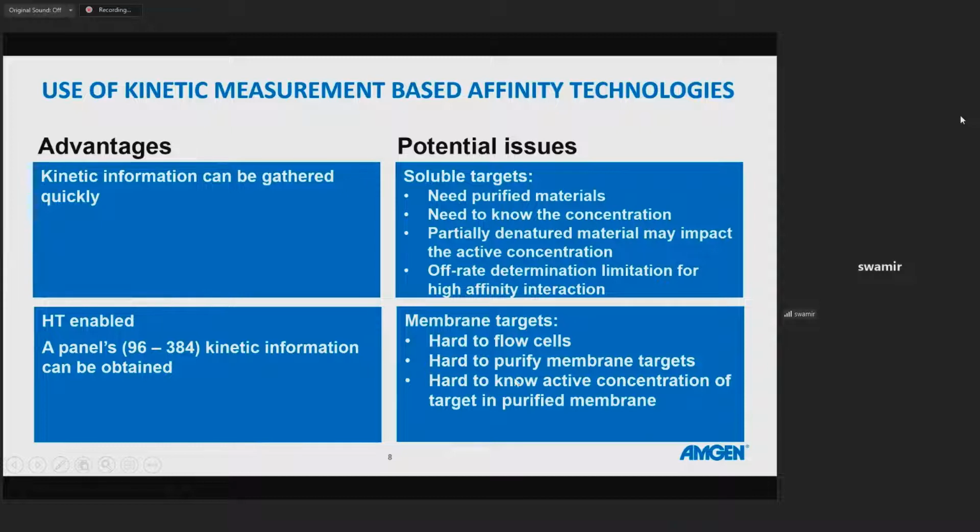The other important thing is for membrane targets or on-cell targets, it's hard to flow the cells in the instrument, and people try to purify the membrane targets. But that is not always good, because it's often hard to purify membrane targets, and also it's hard to have the active concentration of the purified molecule.